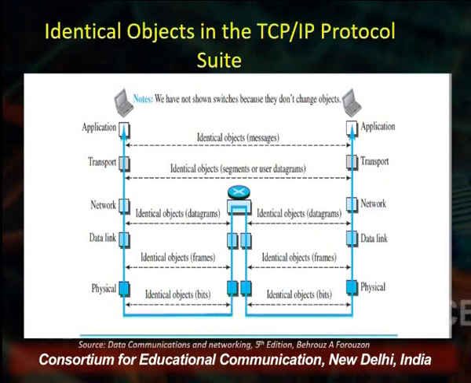We studied this earlier when we were doing modularity in the last lecture: the objects present at the corresponding layers on the receiver and the sender are identical objects, whether it is a message or a datagram, it's the same. But switches are not shown here because they cannot make any change to the objects. It's only the router which can make changes. So it is important to understand how these layers are organized and how this object to object mapping takes place in the two protocol suites.